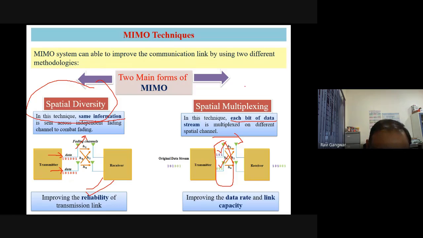In the second case, when we transmit a movie or any video, we require very high data speed. Even if you lose some data, the quality of the video is not so deteriorated that you are unable to watch it. In that condition, you go for spatial multiplexing. So it totally depends on your application whether you go for spatial diversity or spatial multiplexing.